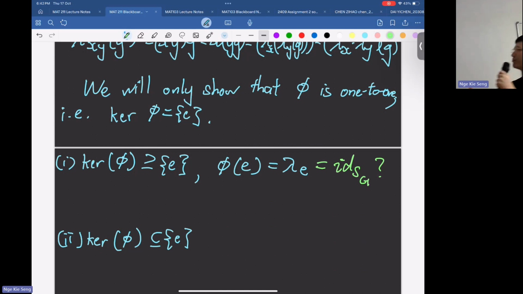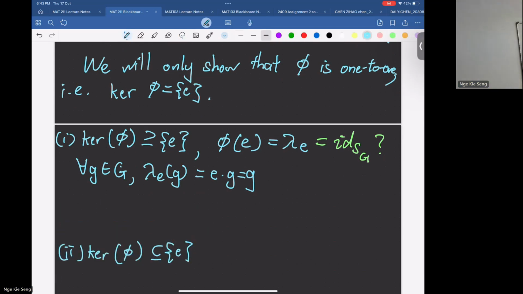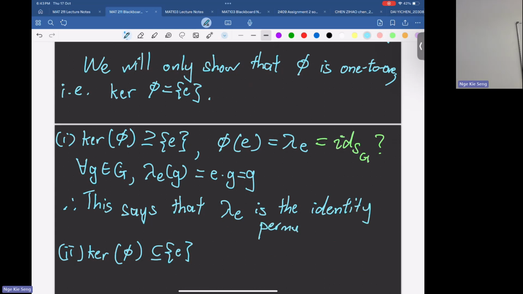To check that this map is the identity map, you just apply it to every element in the group. For every g in G, what happens to lambda e of g? It is eg, and eg is g. So this lambda e sends every g to g. So lambda e is the identity inside S_G. Please follow. This says that lambda e is the identity permutation in S_G, so it really sends identity to identity.